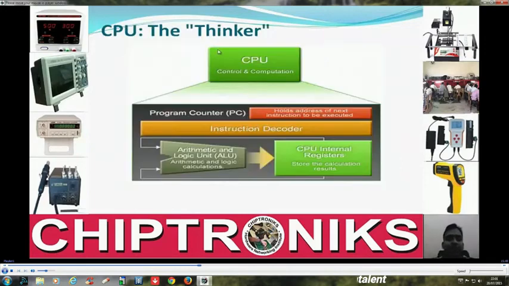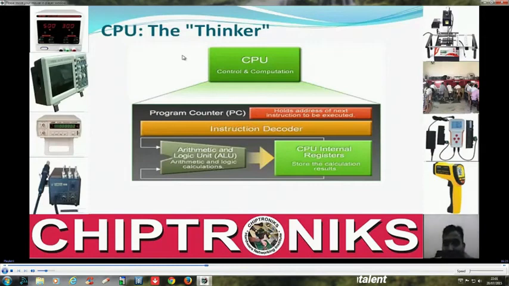We call the CPU the thinker. Why? Because it controls and computes data. This is a basic layout, or basic block diagram, of a CPU. Inside a CPU you have a program counter, an instruction decoder, an ALU, that is the arithmetic and logic unit, and the CPU internal registers. So this is the CPU, the thinker.